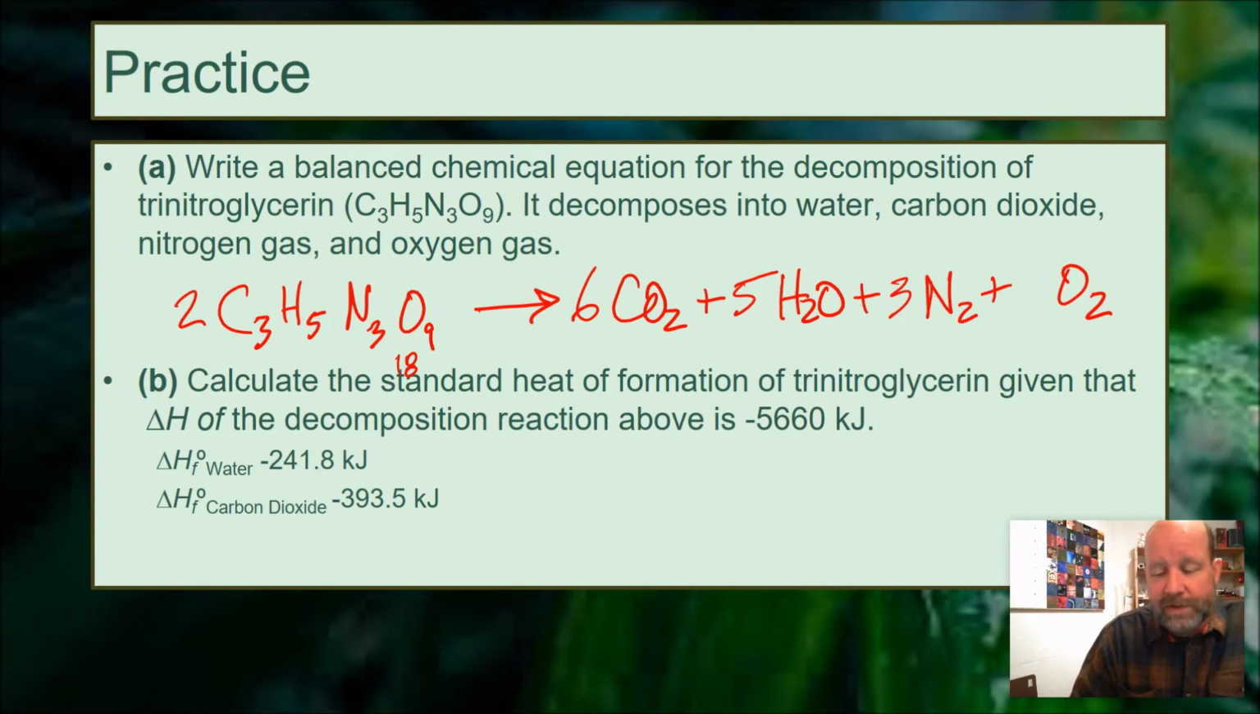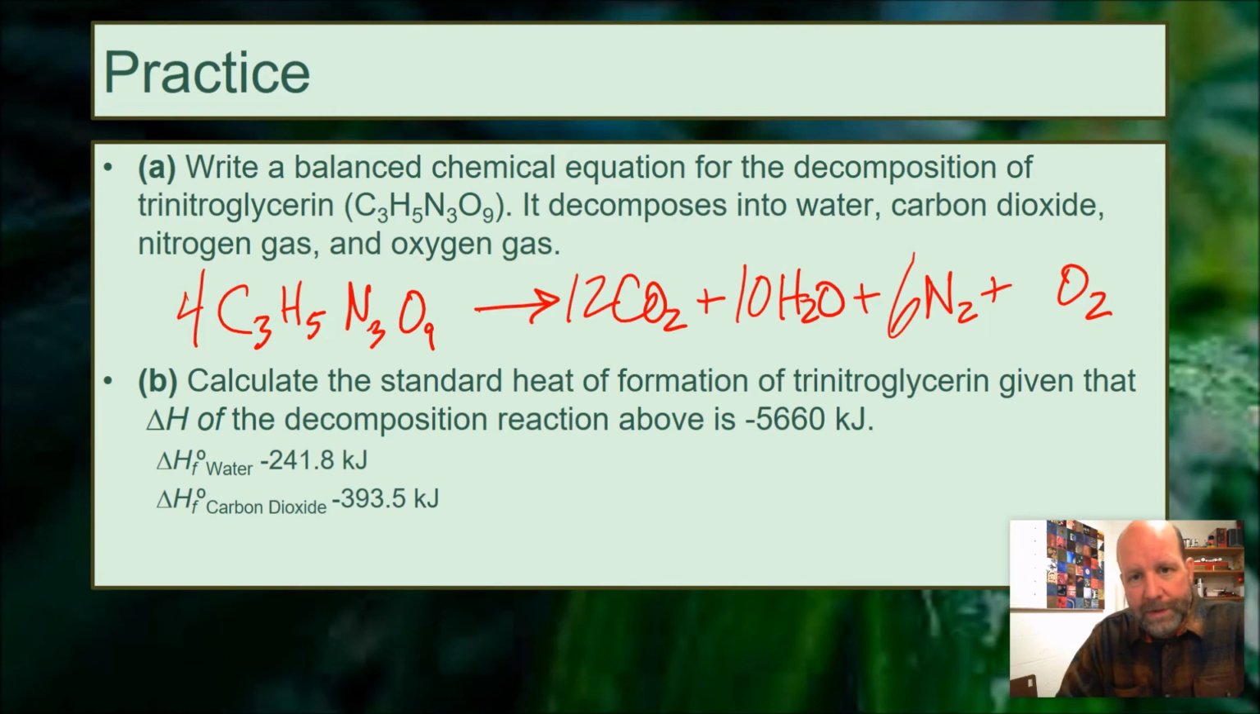When you're balancing equations, you can't use fractions. So I've got to double it again. I'm going to put a 4 here, make this a 12, make this a 10, make this a 6, and then this can be a 1 instead of a half. And now it's all balanced. If you don't believe me, add them up.